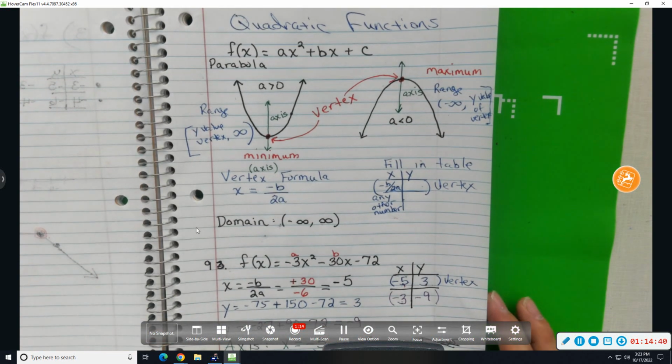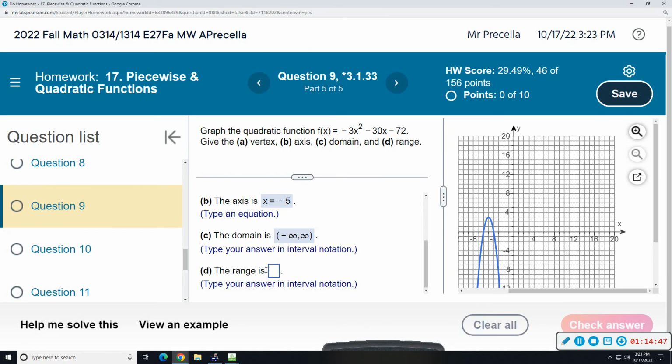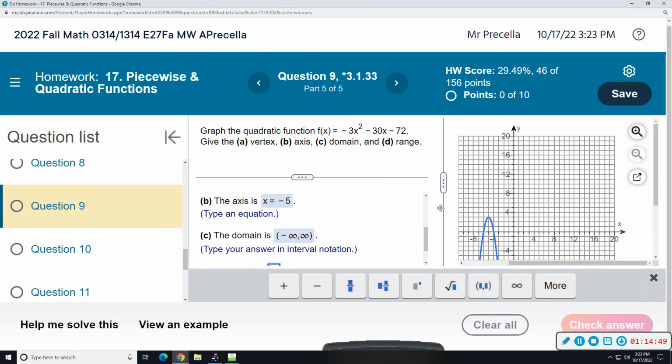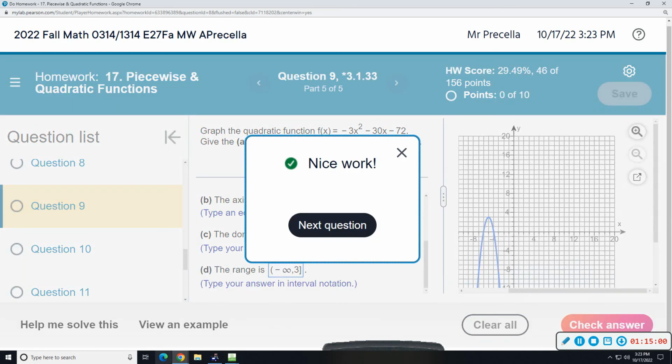And I forgot to punch in the answer there. Are we finished? No. Negative infinity, comma, negative 3. Any questions there?